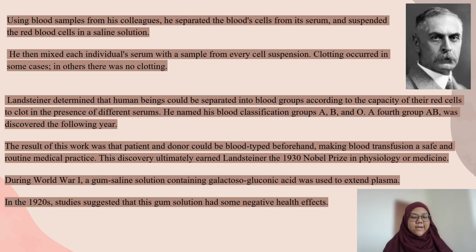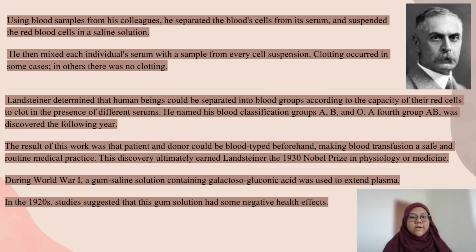Karl Landsteiner is the father of immunochemistry. Using blood samples from his colleagues, he separated the blood cells from their serums and suspended the red blood cells in a saline solution. He then mixed each individual serum with a sample from every cell suspension. Clotting occurred in some cases, in others there was no clotting. Landsteiner determined that human beings could be separated into blood groups according to the capacity of the red blood cells to clot in the presence of different serums.